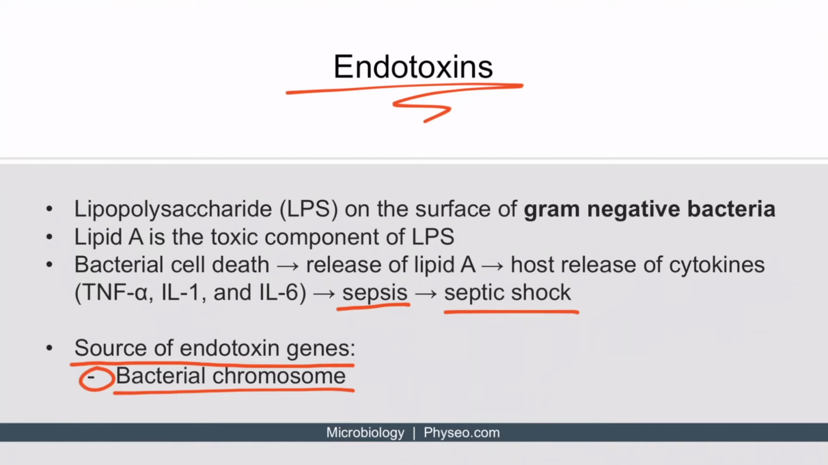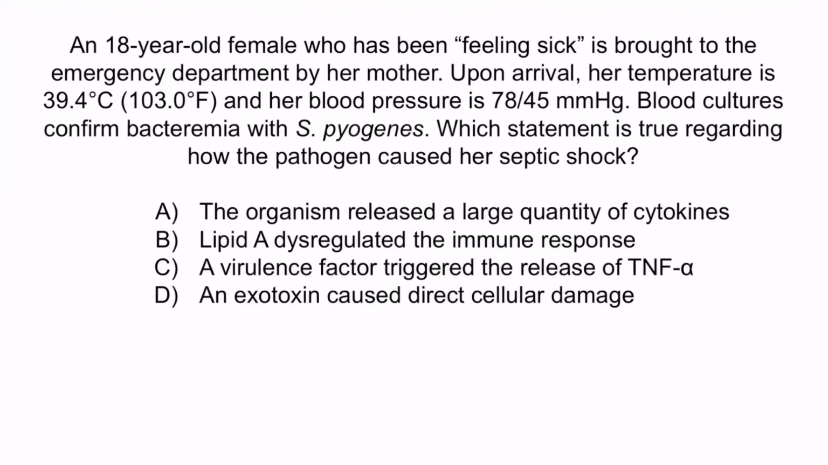Now let's do another quick question to tie some of these items together. An 18-year-old female who has been feeling sick is brought to the emergency department by her mother. Upon arrival, her temperature is 39.4 degrees Celsius or 103.0 Fahrenheit, and her blood pressure is 78/45 millimeters of mercury. Blood cultures confirm bacteremia with Strep pyogenes. Which statement is true regarding how the pathogen caused her septic shock?